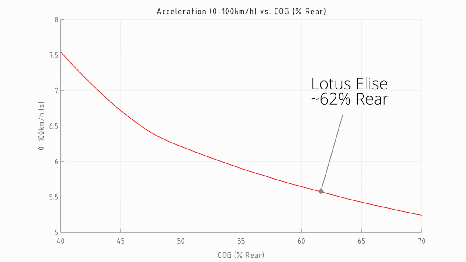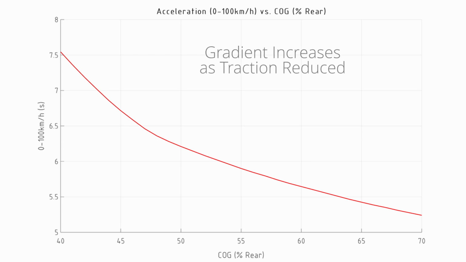And you can see here that as we reach a point where there's a lot less traction, so if we're going to about 47% on the rear, we see a marked increase in the gradient of this curve.